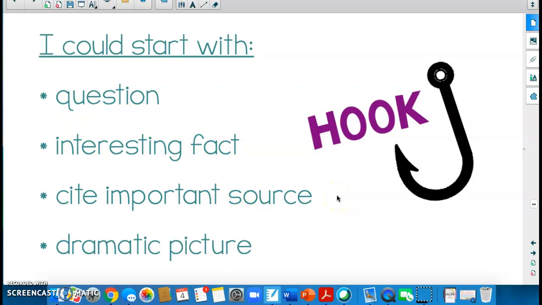I could cite an important source. For example, if I had the source from the National Weather Association, I don't remember if that's the specific words, but I could say, according to the National Weather Association, Hurricane Katrina, blah, blah, blah, and give an important source, because automatically that tells your reader, ooh, this is reliable and this is important. Or you can start by giving your reader a dramatic picture in their mind. And this is the one that I am going to do for mine.